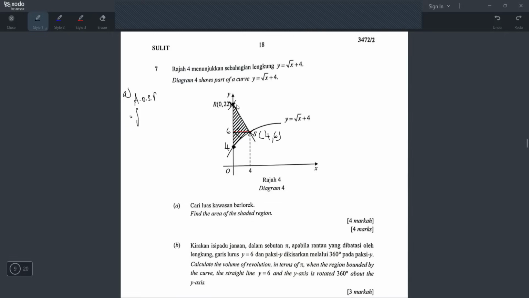But if you use the x-axis, the first contact point and the last contact point, you have to shoot like this, right? Shoot to the x-axis, from 4 to 0. But if you find it like this, you are finding the area for the whole thing. It means you have to subtract this one later, if you use the x-axis.